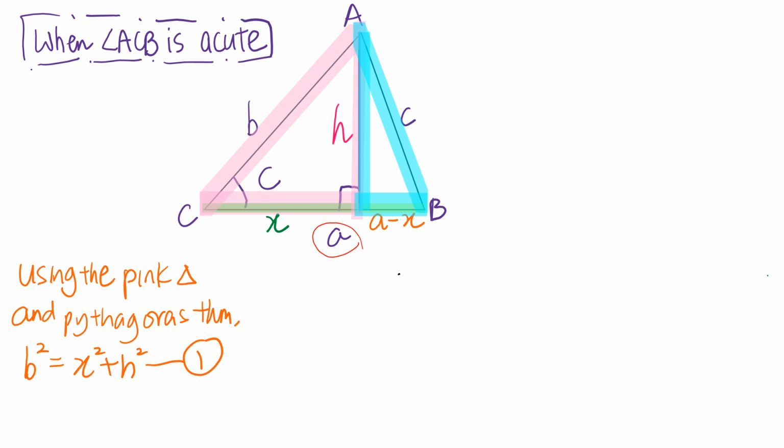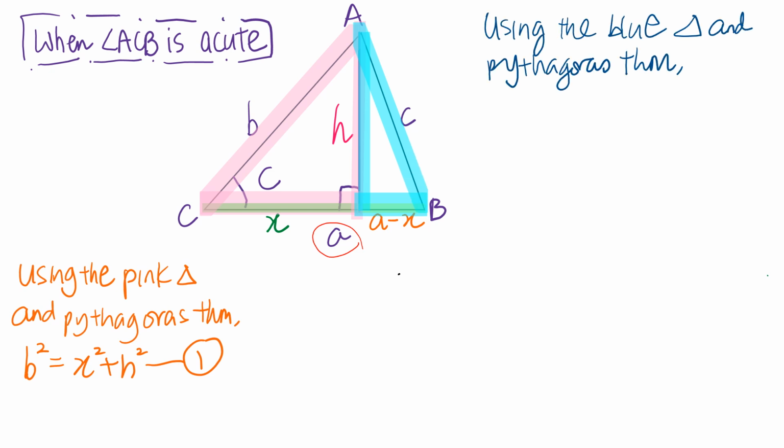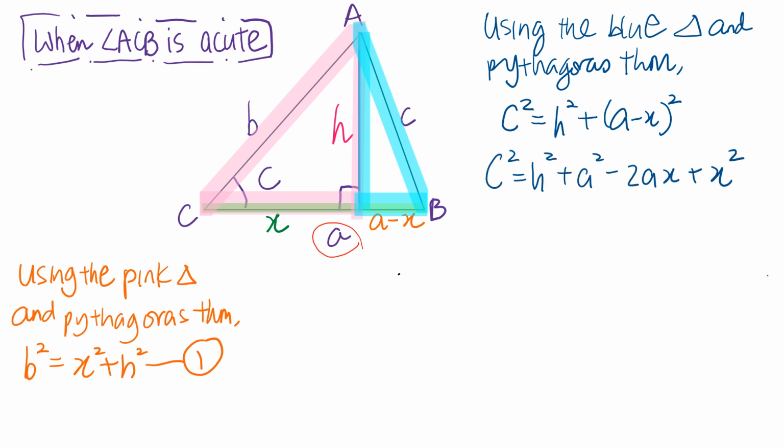And then we're going to focus on the blue triangle. And this time here, we're also using Pythagoras theorem, which will be c squared equals to h squared plus bracket a minus x close bracket squared. Right, and this thing we're going to expand it. So if you have forgotten how to expand it, okay, let's do a recap. This is your algebraic identities.